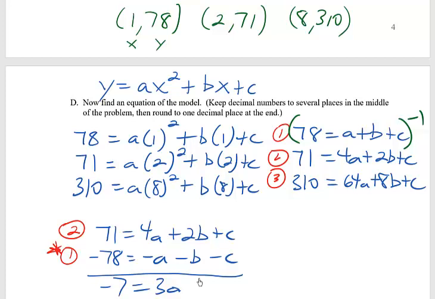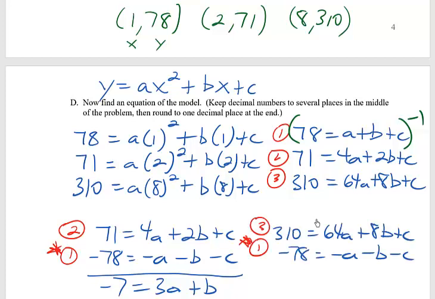I get -7 equals 3a plus b. I can do the same thing with equation 3 and the adjusted version of equation 1. And then I can add those two equations together. Let's see, that subtraction problem makes 232, and then I have 63a and 7b. We've gotten rid of the letter C twice. These are equations 4 and 5.